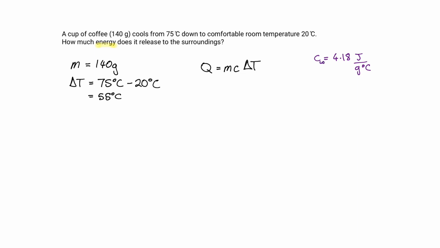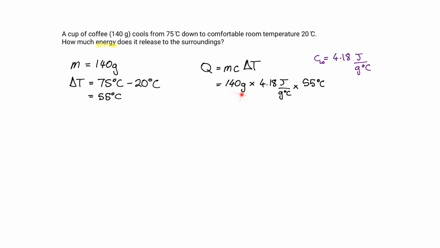So now we have all the components to answer our equation. We have our mass, our change in temperature, and our heat capacity of water. So now we can just write this into our equation. We get mass of 140 grams times our capacity of water, which is 4.18 joules per gram degrees Celsius. And we have our change of temperature, which is 55 degrees Celsius.